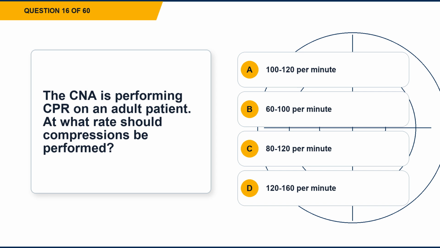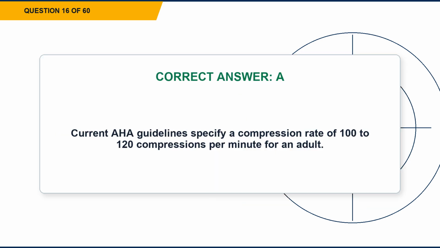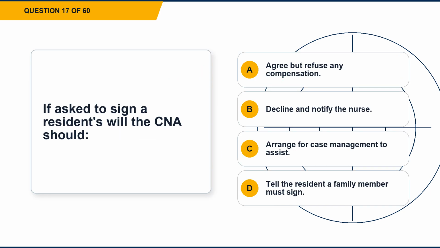Question 16. The CNA is performing CPR on an adult patient. At what rate should compressions be performed? Option A. 100-120 per minute. Option B. 60-100 per minute. Option C. 80-120 per minute. Option D. 120-160 per minute. The correct answer is option A. 100-120 per minute. Explanation. Current AHA guidelines specify a compression rate of 100 to 120 compressions per minute for an adult.